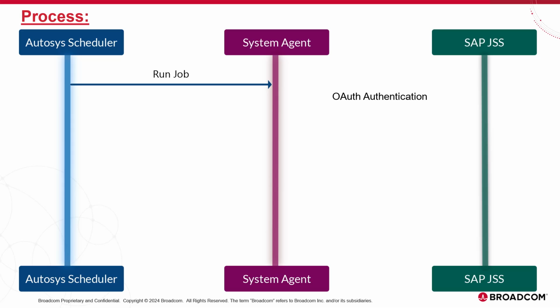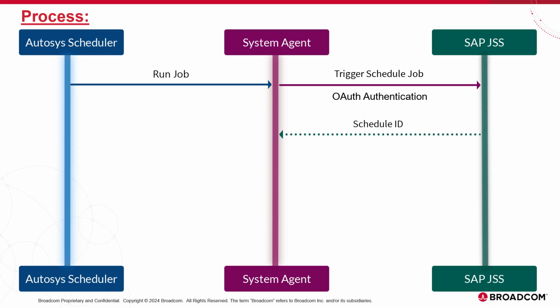Once authenticated, the agent submits the job to the SAP JSS server as a POST request. The SAP JSS server identifies the matching job and executes it. The job execution returns a JSON response which contains the execution details. Both the SAP JSS server and system agent then monitor the job until it reaches its final state.